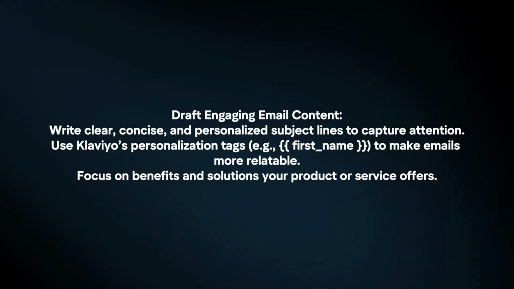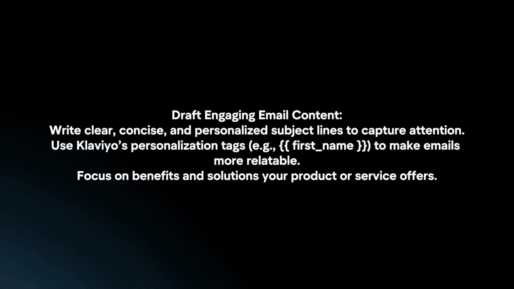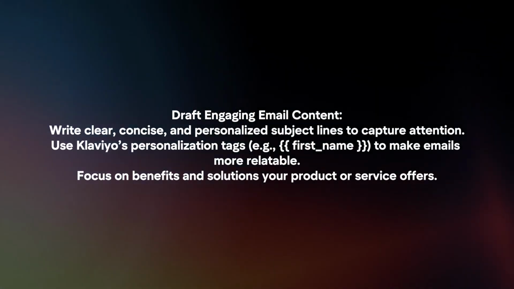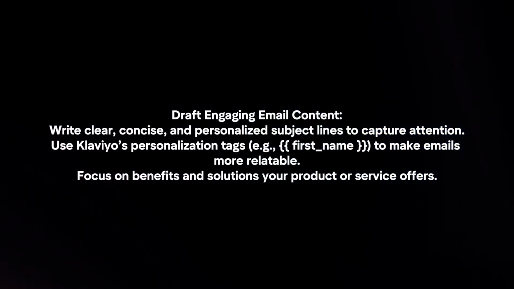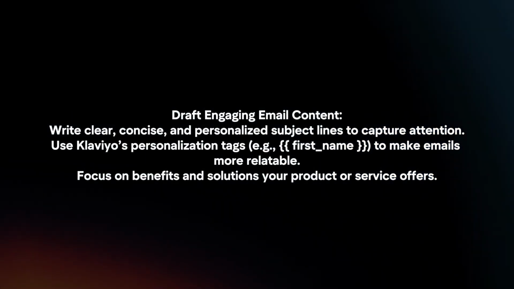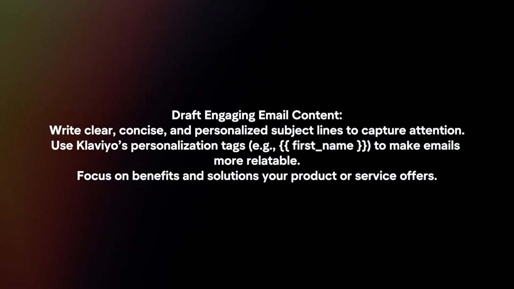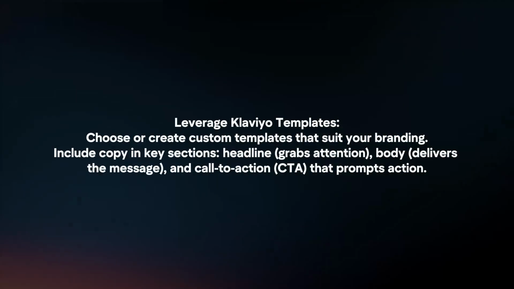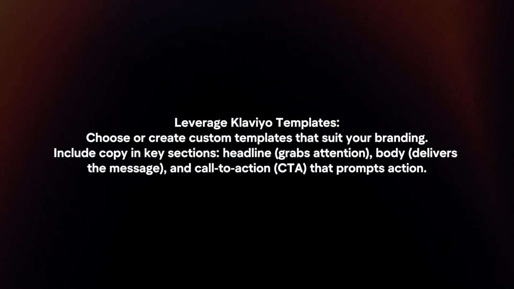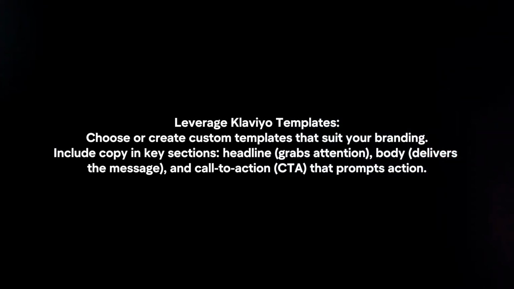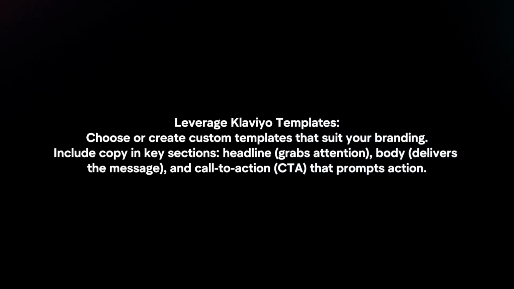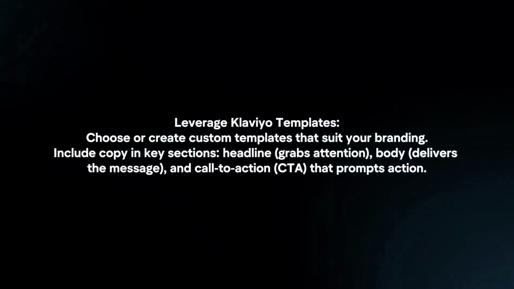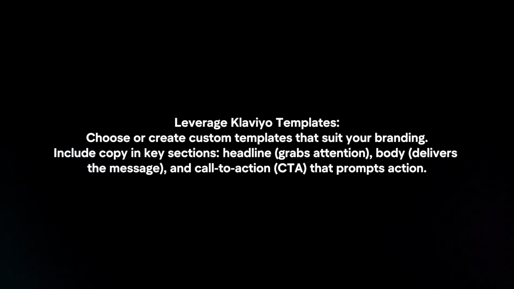Draft engaging email content. Write clear, concise, and personalized subject lines to capture attention. Use Klaviyo's personalization text to make emails more relatable. Focus on benefits and solutions your product or service offers. Leverage Klaviyo templates. Choose or create custom templates that suit your branding. Include copy in key sections, headline, body, and call to action that prompts action.